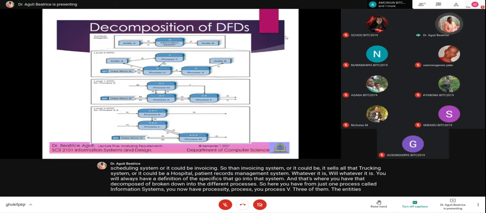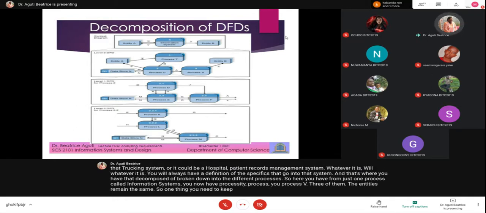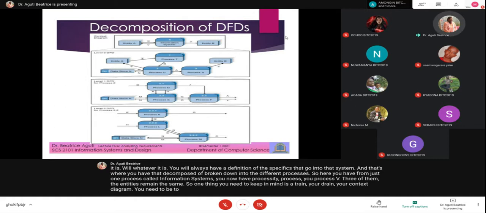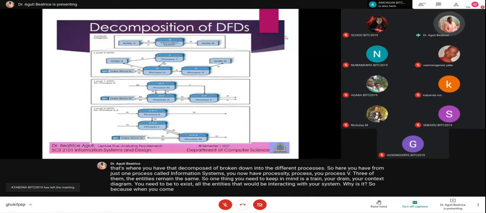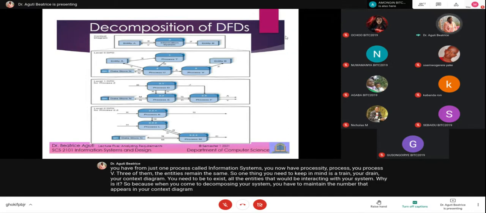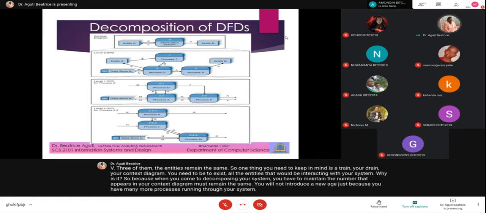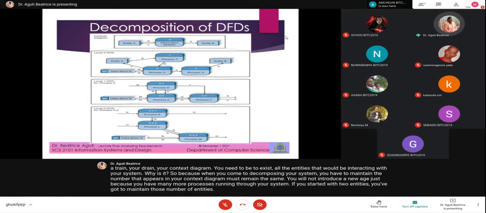The entities remain the same. So one thing you need to keep in mind is that when you're drawing your context diagram, you need to exhaust all the entities that would be interacting with your system. Why is it so? Because when you come to decomposing your system, the number that appears in your context diagram must remain the same. You will not introduce a new entity just because you have many more processes running through your system. If you started with two entities, you've got to maintain that number of entities. If you started with three or four, that's what you maintain throughout your process of decomposing the data flows.